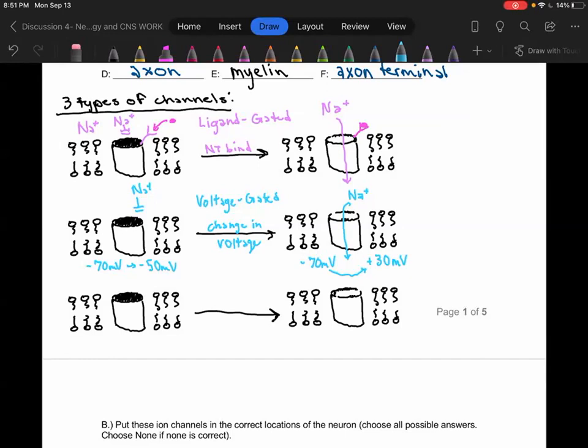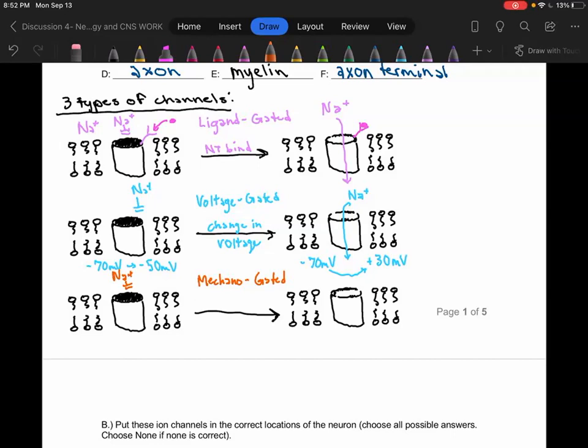So our last type of channel that we have is a mechano-gated channel. We'll be learning about these in the future, but I'll just give you a little overview, but we're not going to go over these too in depth. But what we see is that if we had like a sodium ion that needed to move into the cell and couldn't, we could also use mechanical functionality to do so.